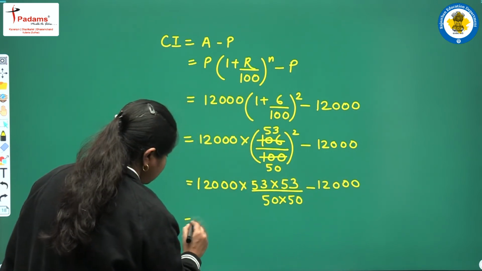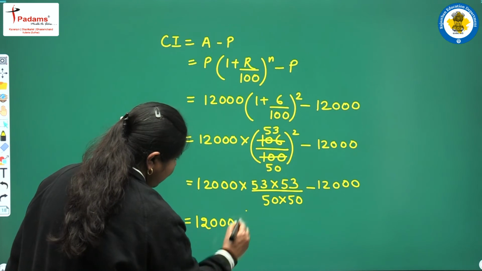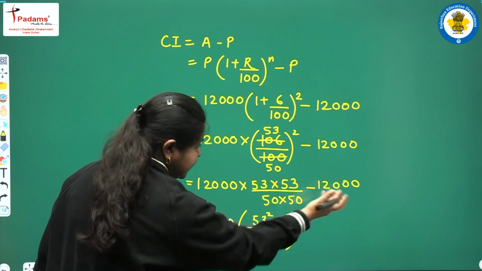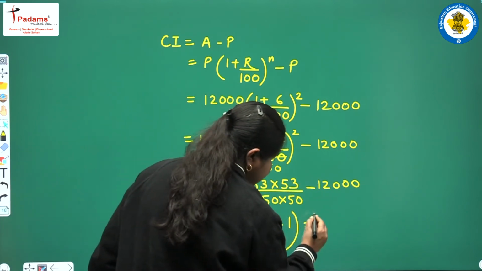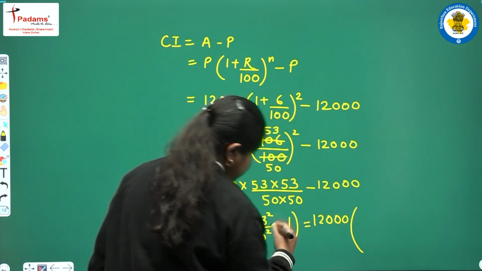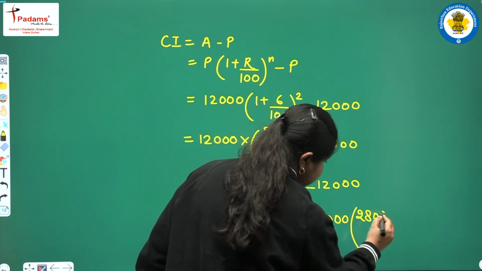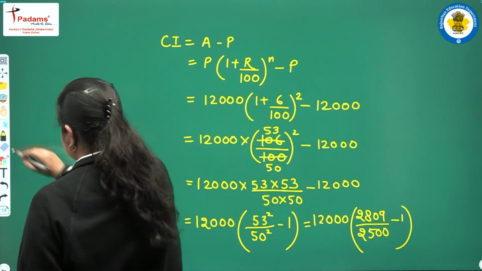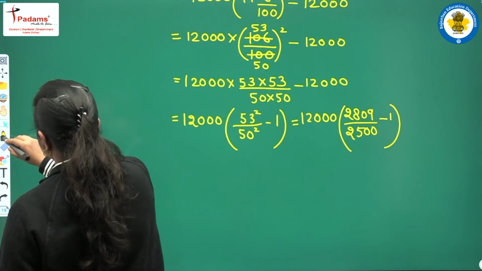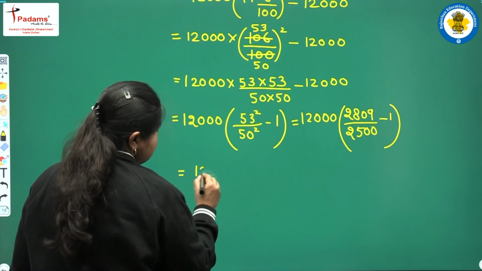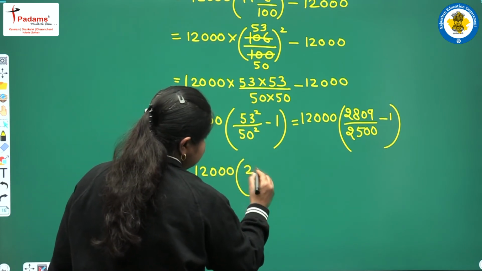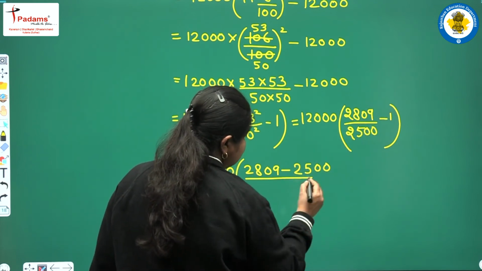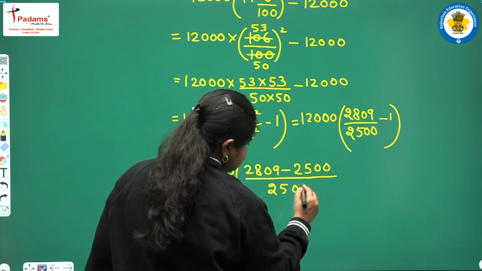In such a case we take 12,000 common, and here we get 53 square upon 50 square minus 1. This 12,000 goes outside, and in its place we write 1. This will be 12,000 into (53 square, it's 2809, upon 2500 minus 1). Next we will get 12,000 into (2809 minus 2500) upon 2500.